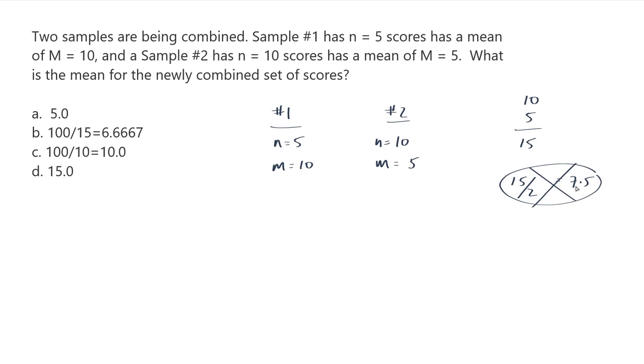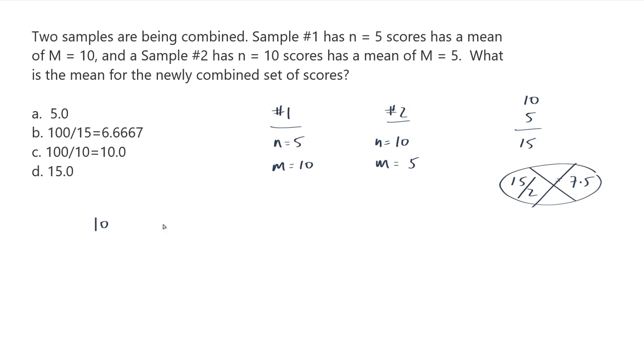So why is this wrong? Well, consider that there are 5 people in the first group and there are twice as many people in the second group. So the second group is giving more weight to the overall answer. If that's confusing, just think about it this way.